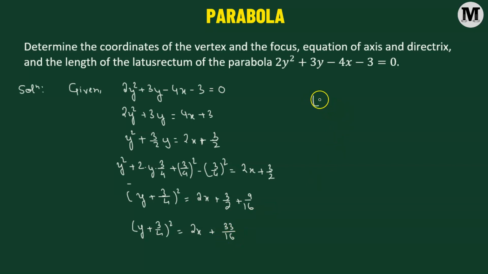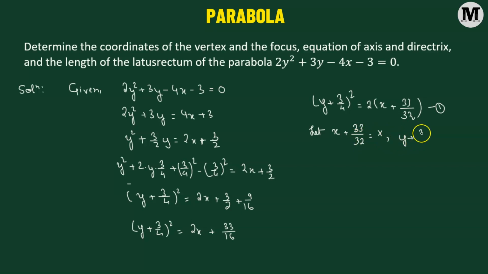Furthermore, we will keep the left hand side as it is. We have y plus 3 over 4 whole squared. And we're going to take 2 as the common factor from the two terms on the right hand side. So we have 2 times x plus 33 over 32. Fine. Now let this be equation number 1. Here we're going to substitute x plus 33 over 32 with X in uppercase and y plus 3 over 4 with Y in uppercase, such that equation 1 now transforms into Y squared equals 2 times X.